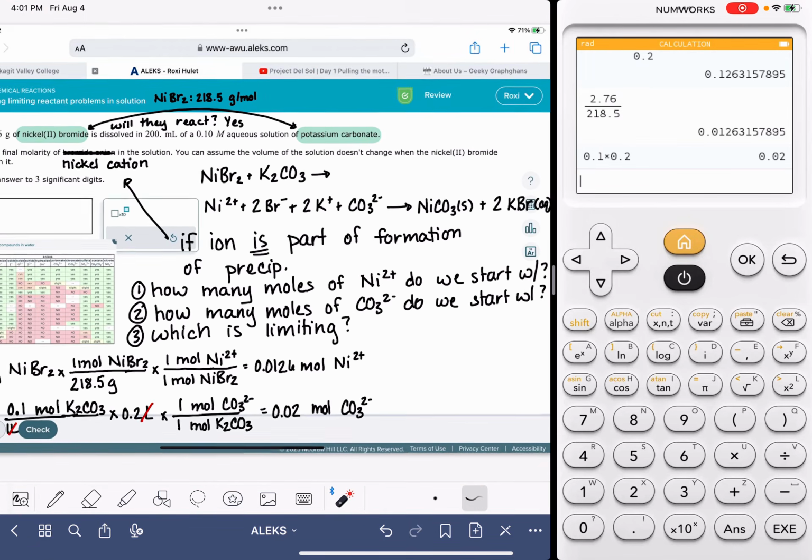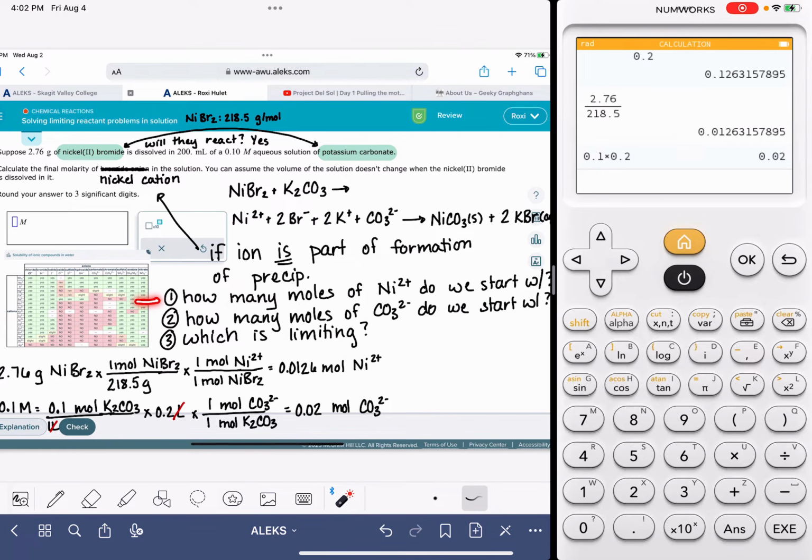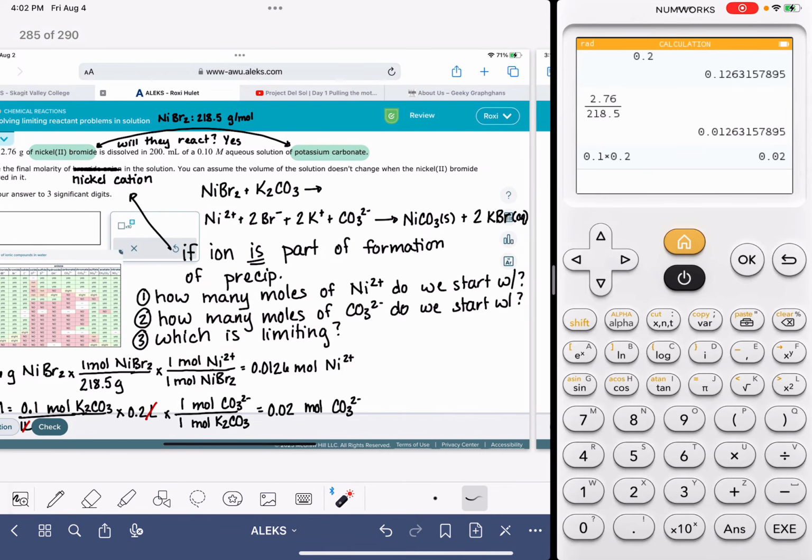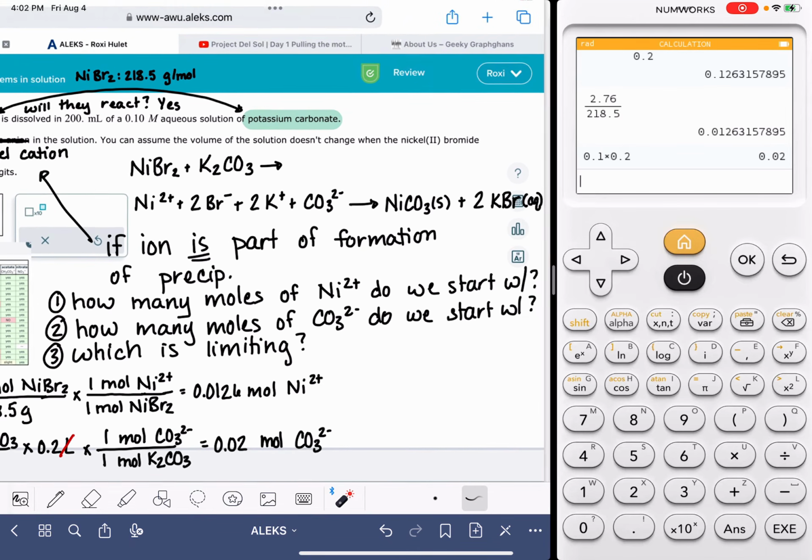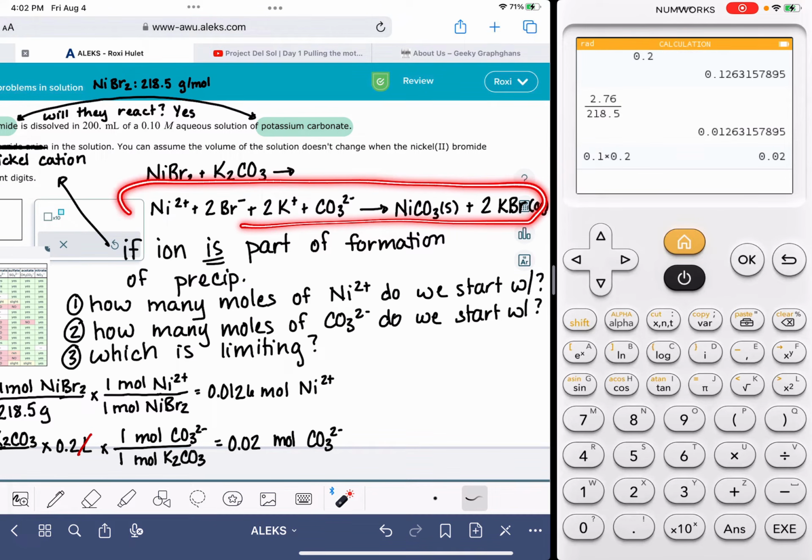Okay, so step one, how many moles of nickel do we start with? We figured that out from the mass of the nickel. Step two, how many moles of carbonate do we start with? We figured that out from the molarity and the volume of carbonate. Now we need to figure out which is limiting. So let's go back to this. This is our equation that we're paying attention to, and I'm actually going to clean this equation up.